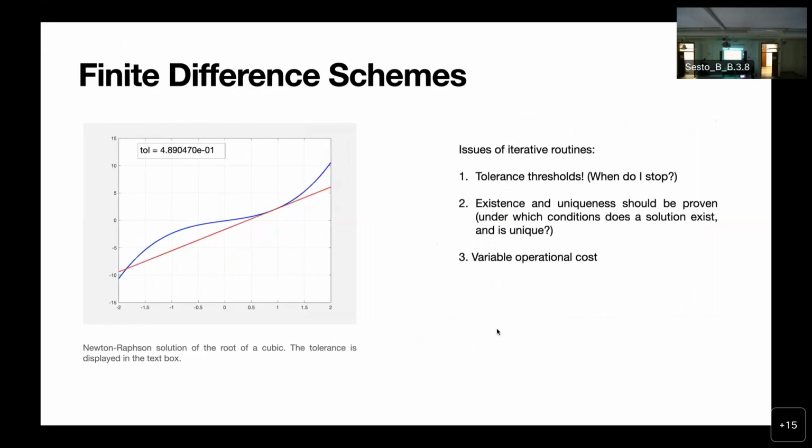And there are other issues too, like existence and uniqueness of these roots is not easily computed or easily proven, actually. And also, at each time step, these routines work at a variable cost. So sometimes you might need 4 iterations of the Newton-Raphson routine, sometimes you may need maybe just 2. But again, variable operational cost is not great when you're trying to allocate resources in your real-time plugin, for example.